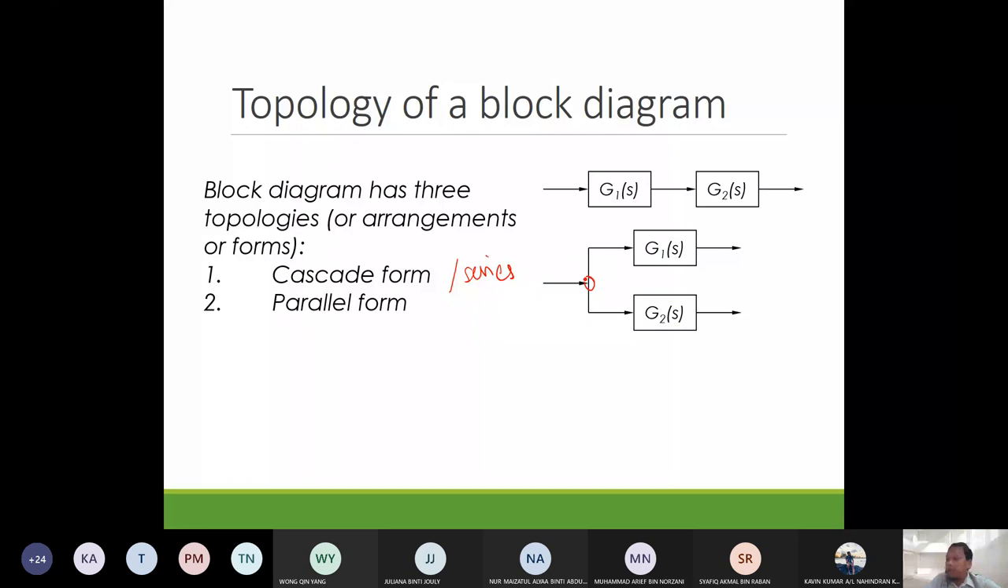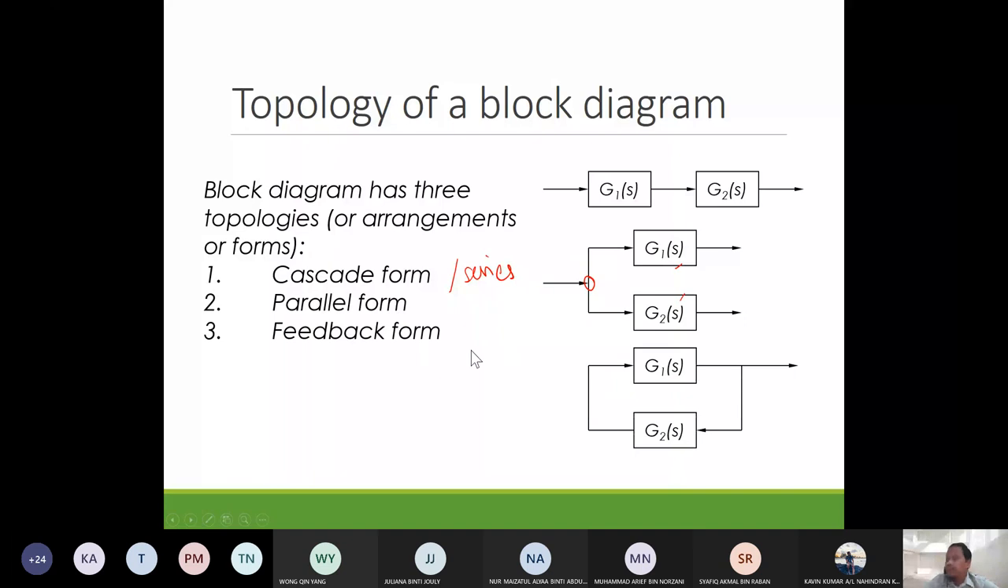Okay, when you have a pick-off point that splits the signals, then the two transfer functions or the two blocks here are in parallel. And then lastly, feedback arrangement or feedback form.